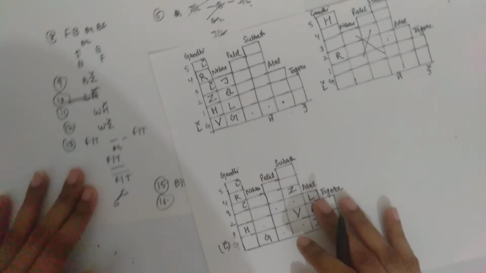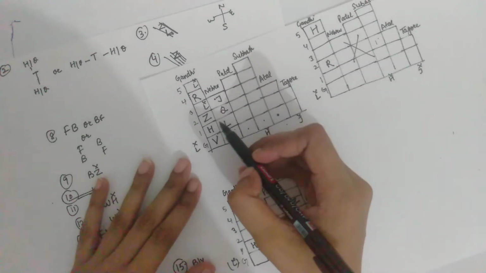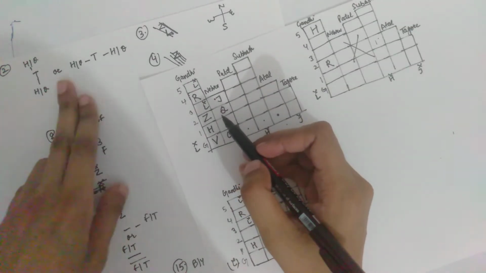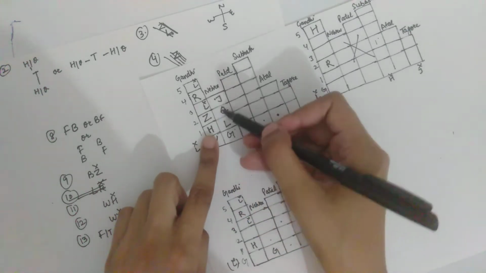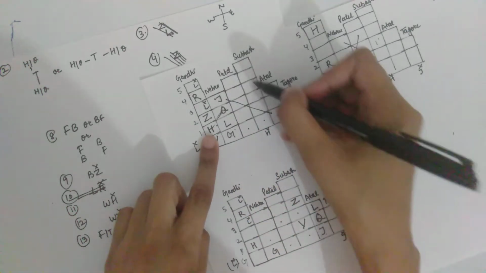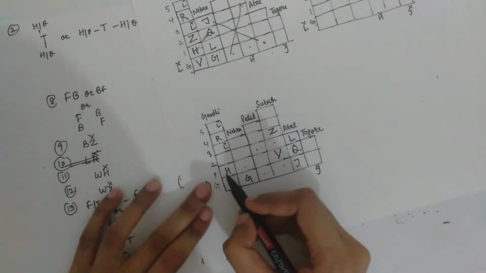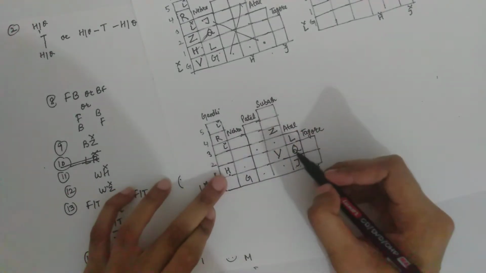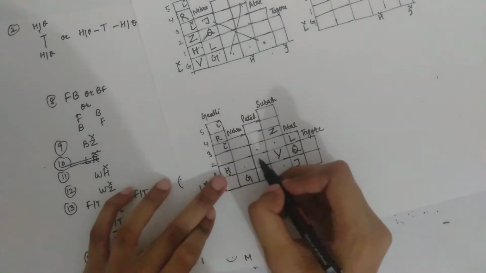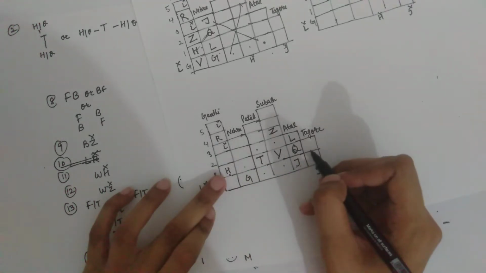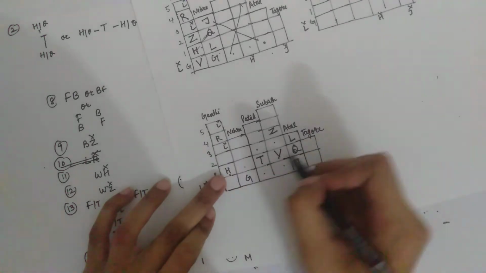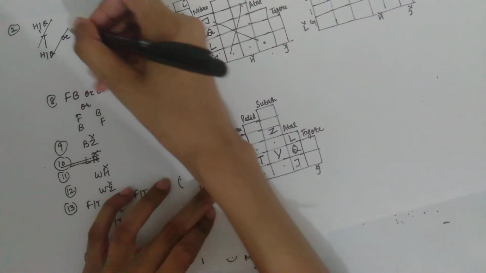Now next is T lives exactly between H and Q. We have H, we have Q. This case will be wrong. T can't be placed between them. Now see, here it is H, here it is Q. T exactly between, T will come here, two places on the left and two places on the right. So T is exactly between H and Q. So this condition is done.